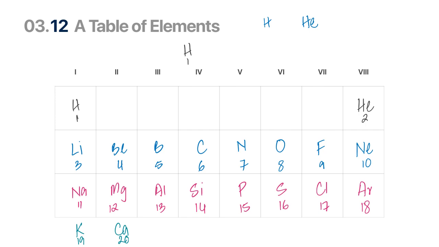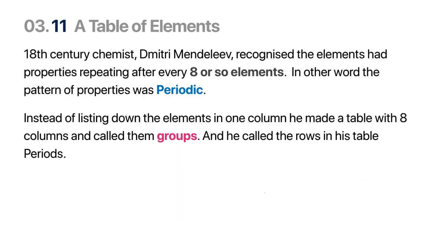Now, these properties are repeating every 8 or so. You want to say that periodically, after every so often, these properties repeat. So they end up calling it the periodic table. Now this I find very interesting.